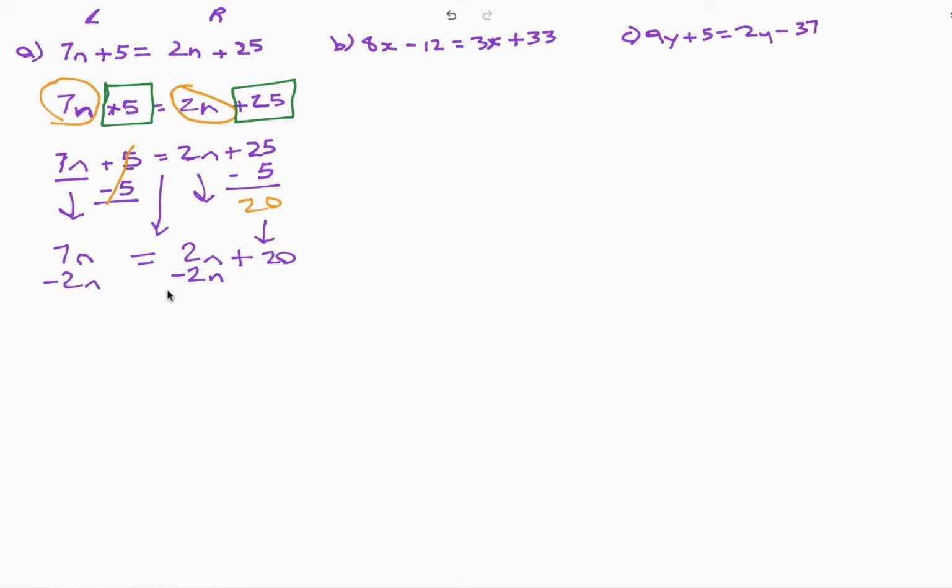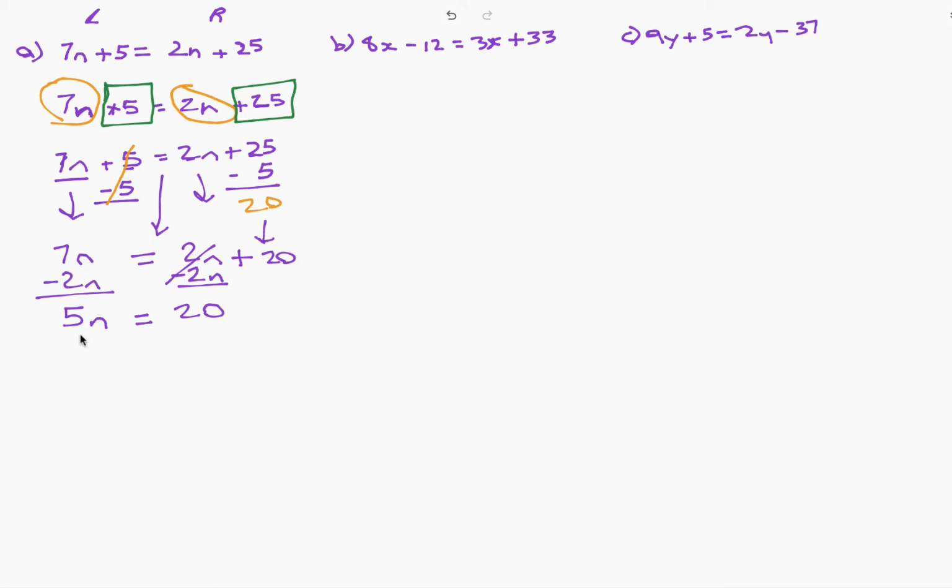Remember, whatever we do on one side, we must do on the other side of the equation. So 7n minus 2n, we're left with 5n. Okay, now this cancels out. We bring down what's left. We only have 20. So now, ladies and gentlemen, we get to our final step. We have 5n is equal to 20. This should look familiar, similar to when we solved one-step equations. So now we have 5n is equal to 20.